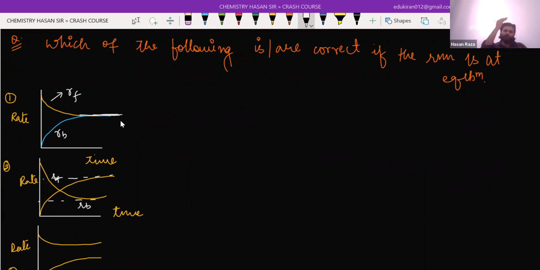The one which is coming from up to down is the rate of forward reaction, and the one which is going from down to up is the inverse. One is what? Yes or no?